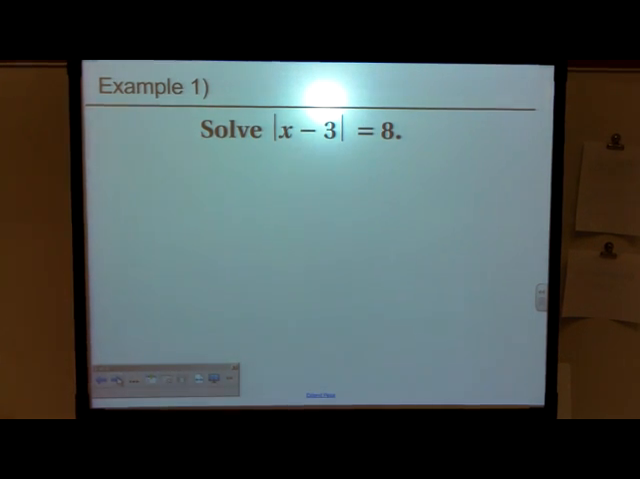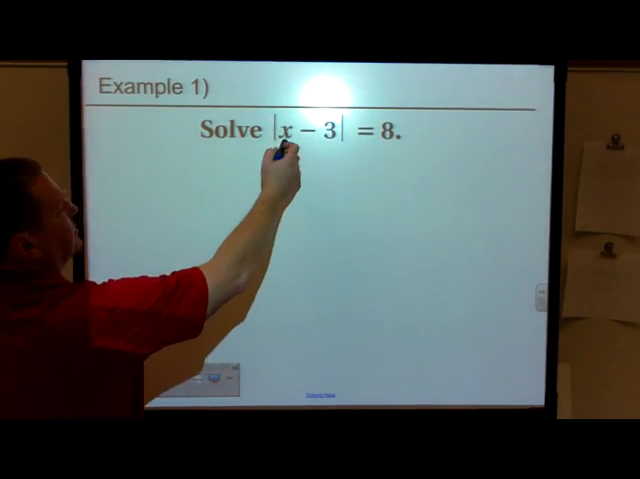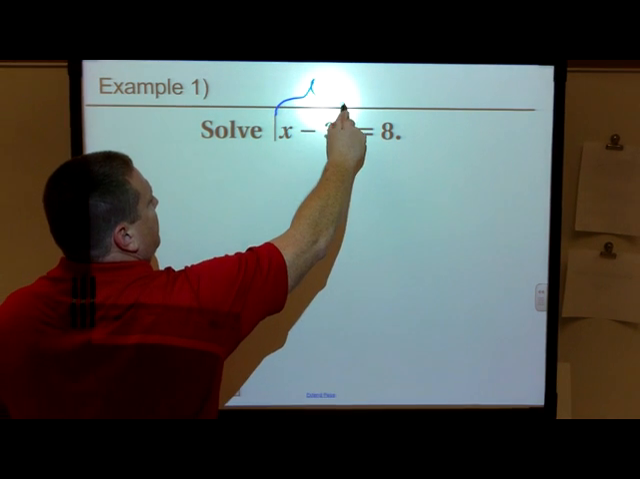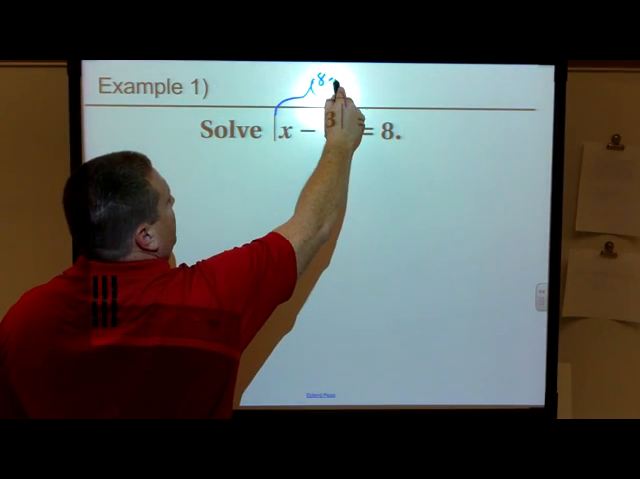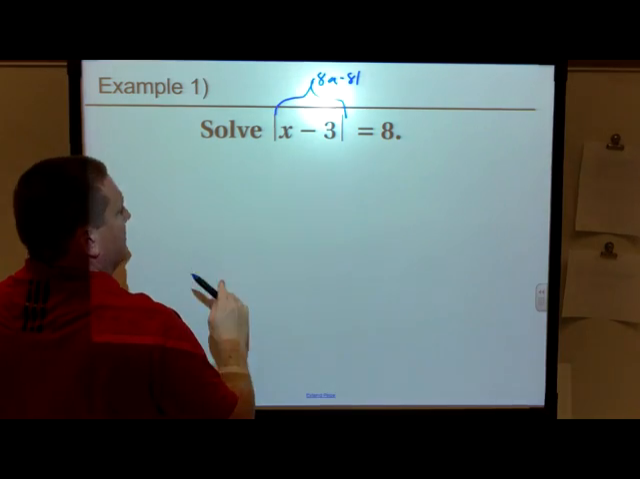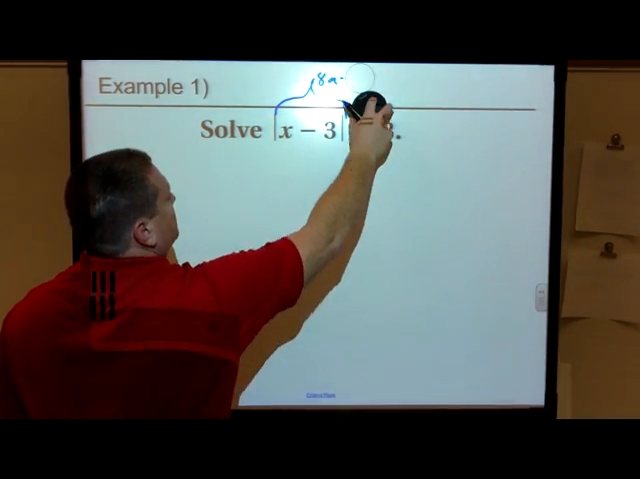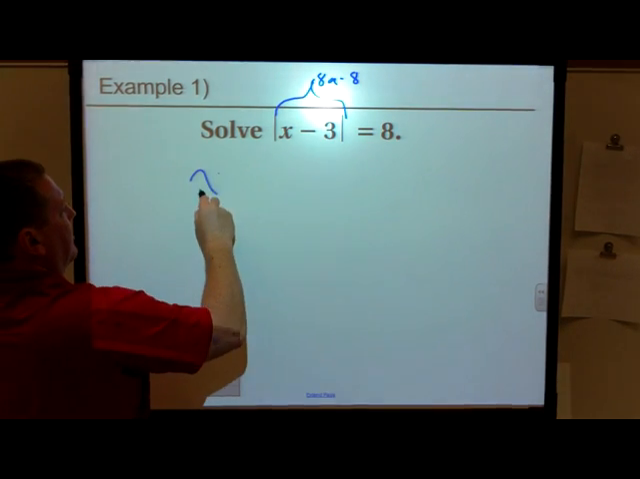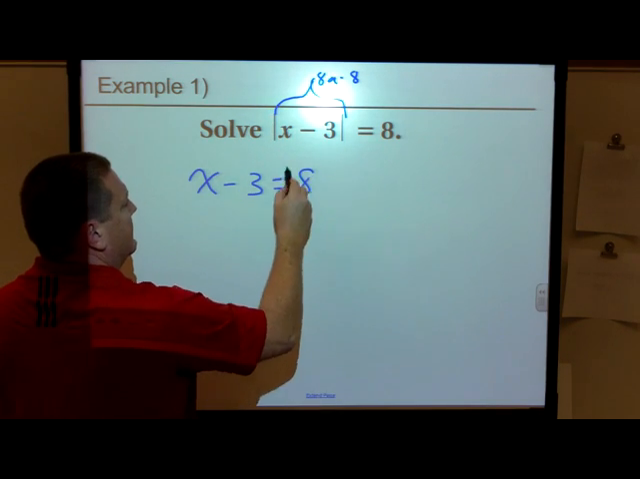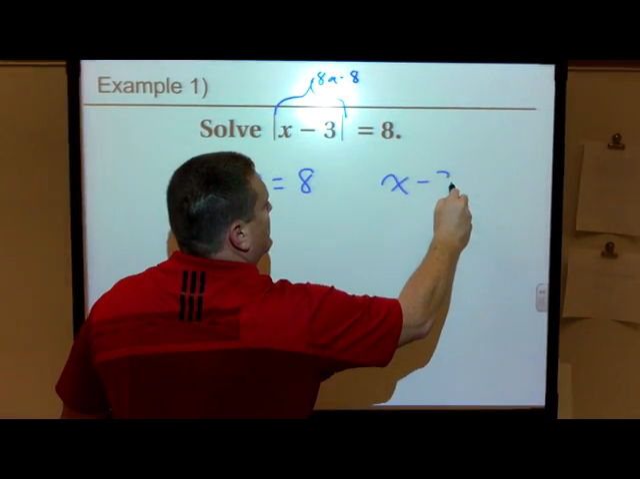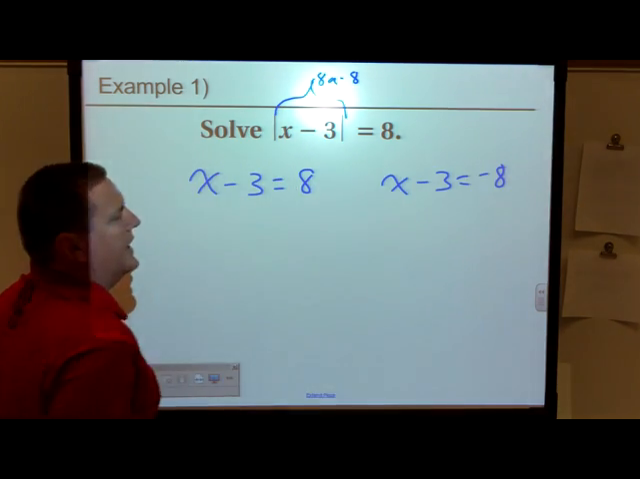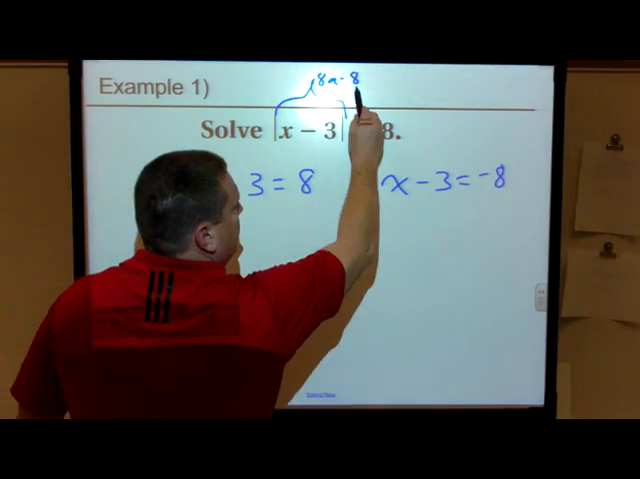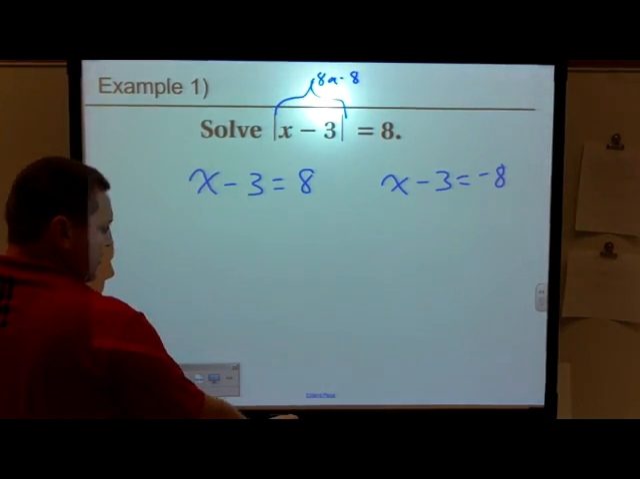Example number 1, solve. The absolute value of x minus 3 has to equal 8. Well, this value right here could either equal 8 or it could equal negative 8. So what we're going to do is solve two different equations, one that's equal to 8 and one that is equal to negative 8. Since this value right here could be either 8 or negative 8, we're going to solve both.